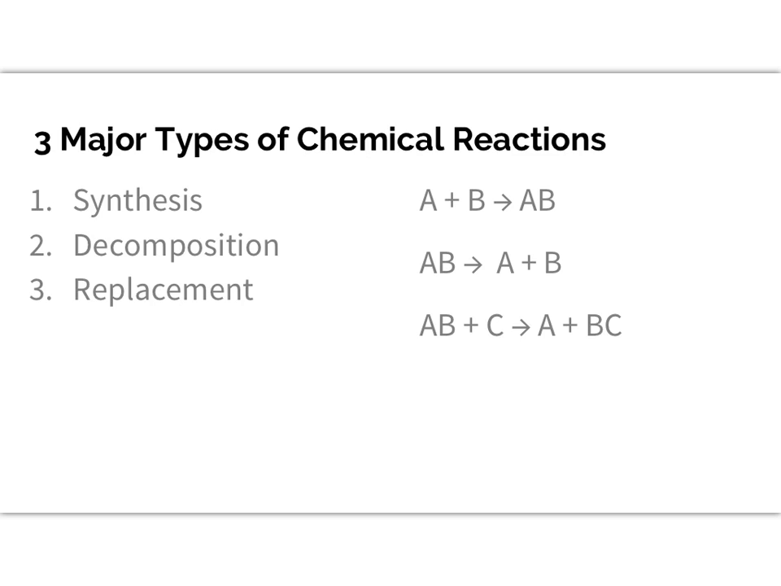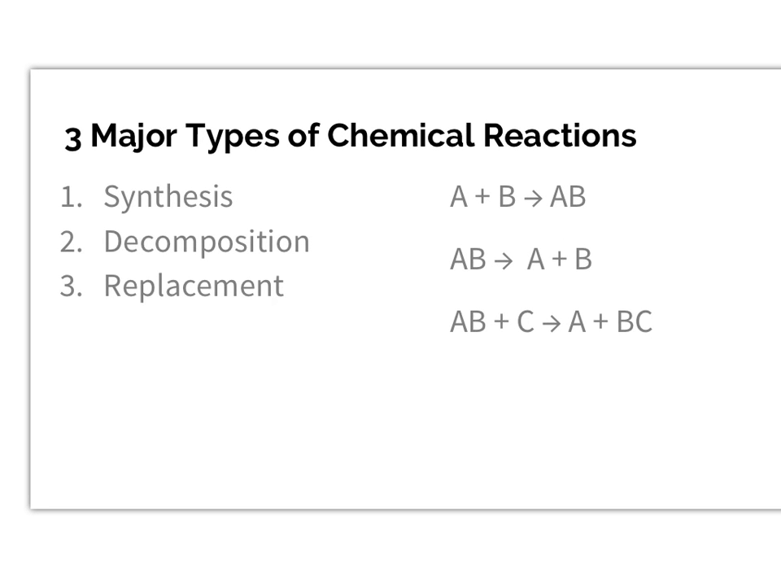So we have three major types of chemical reactions. We have synthesis, decomposition, and replacement. Over here on the right-hand side, I have given you some equations with A, B, and C. Those letters could represent any of the elements from the periodic table.